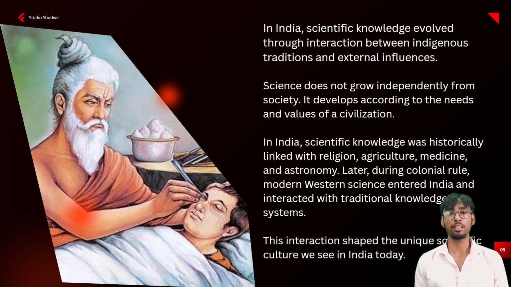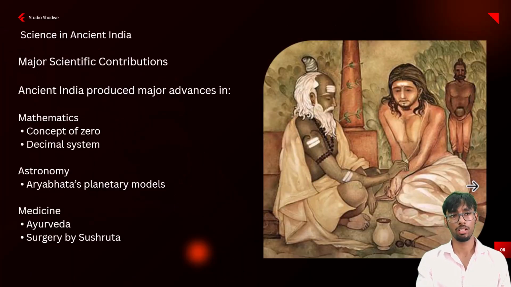In India, scientific knowledge was historically linked with religion, agriculture, medicine, and astronomy. Later, during colonial rule, modern Western science entered India and interacted with traditional knowledge systems. This interaction shaped the unique scientific culture we see in India today.